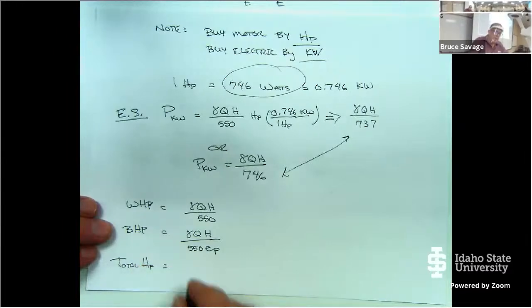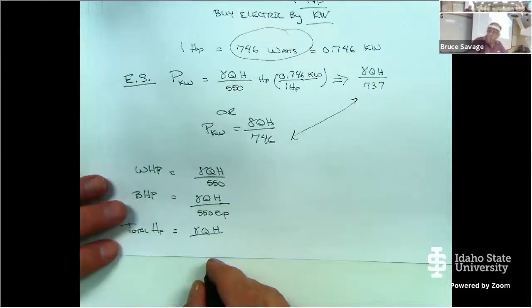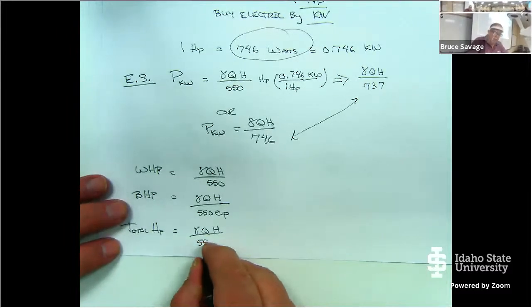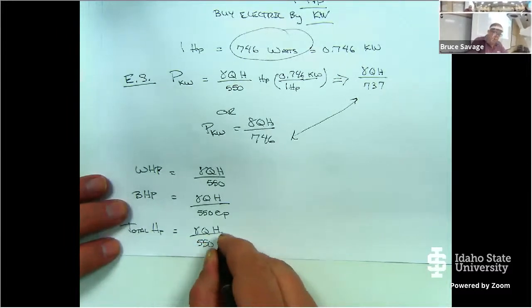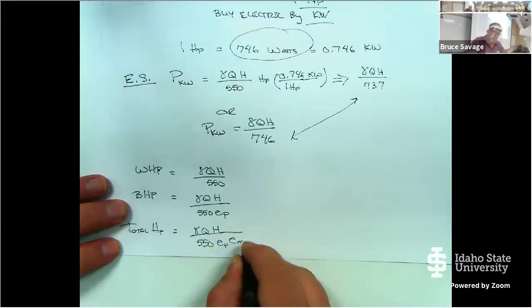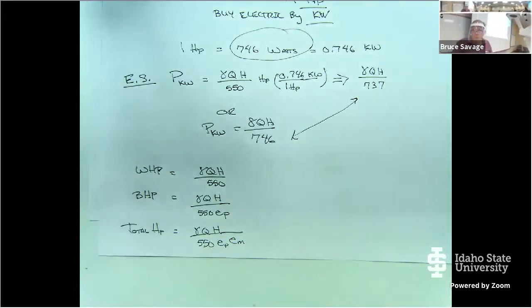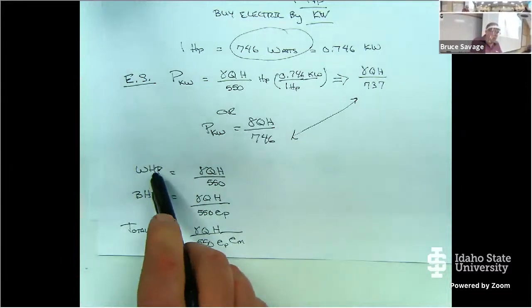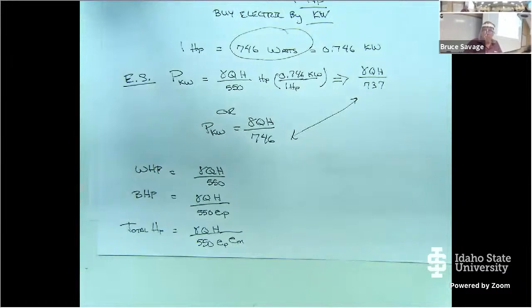horsepower is equal to gamma QH divided by 550 times the efficiency of the pump times the efficiency of the motor. So E sub P, efficiency of the pump, and efficiency of the motor. That's the total amount of power we have to supply to the motor for the motor to turn the pump, for the pump to add that amount of water horsepower to our system.